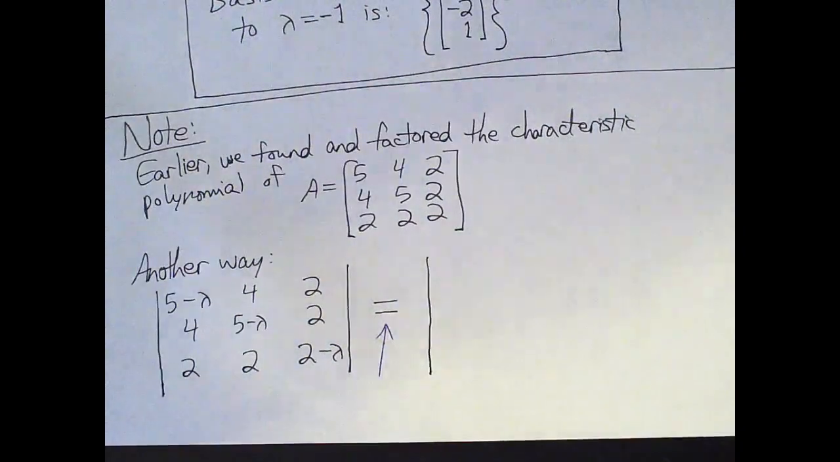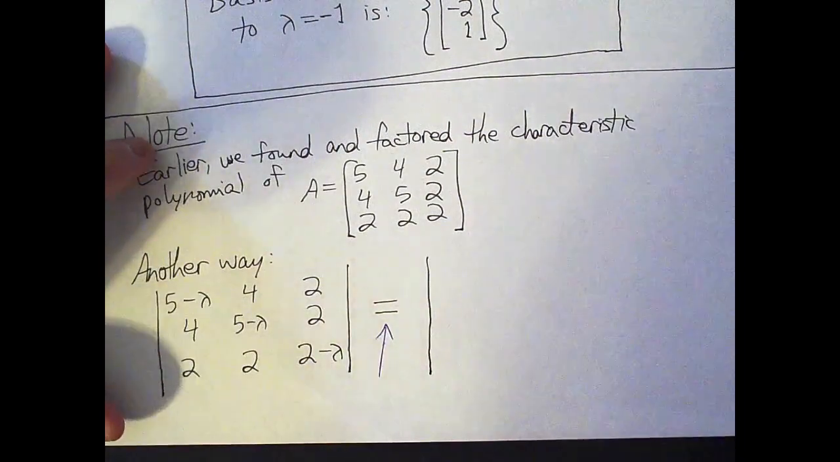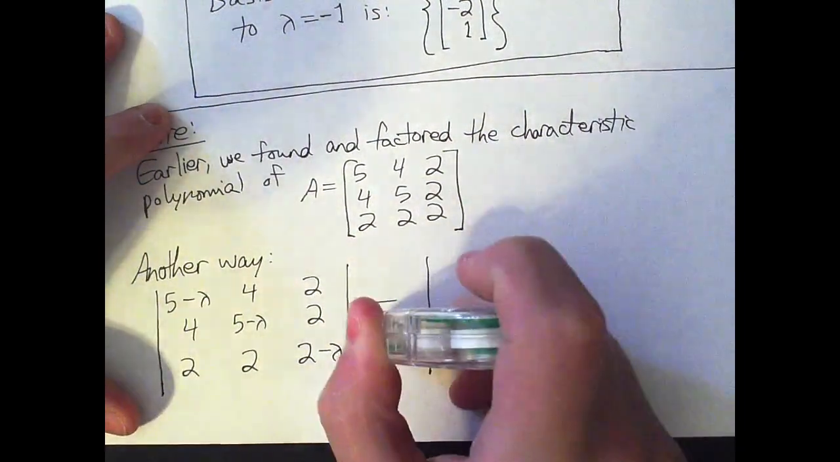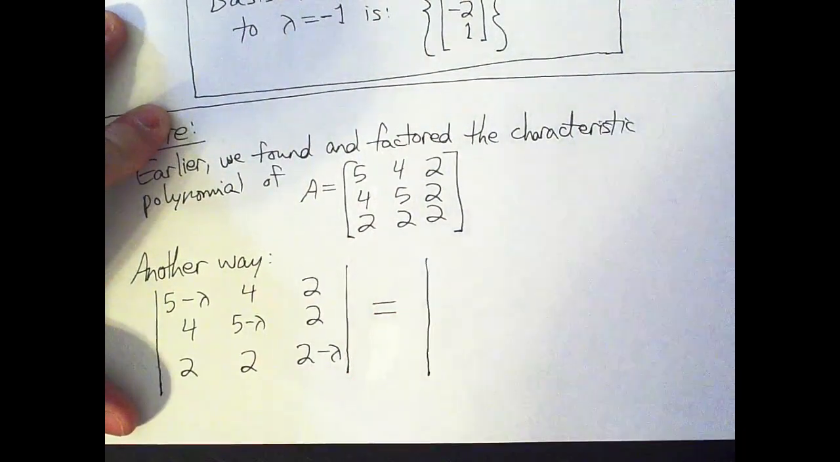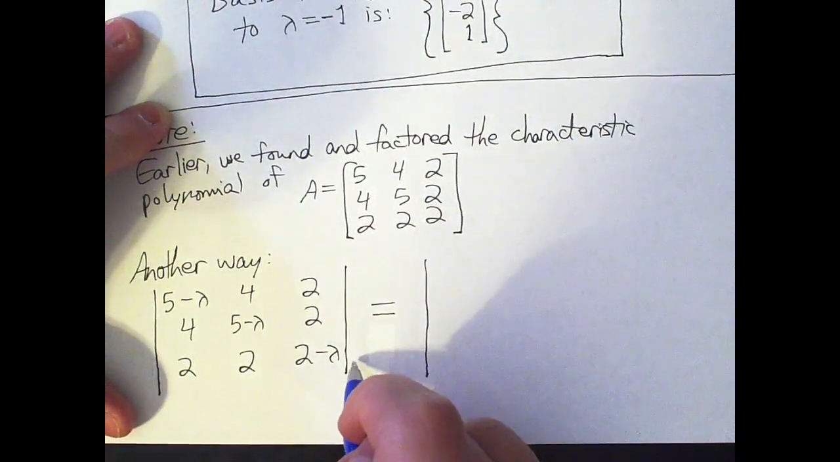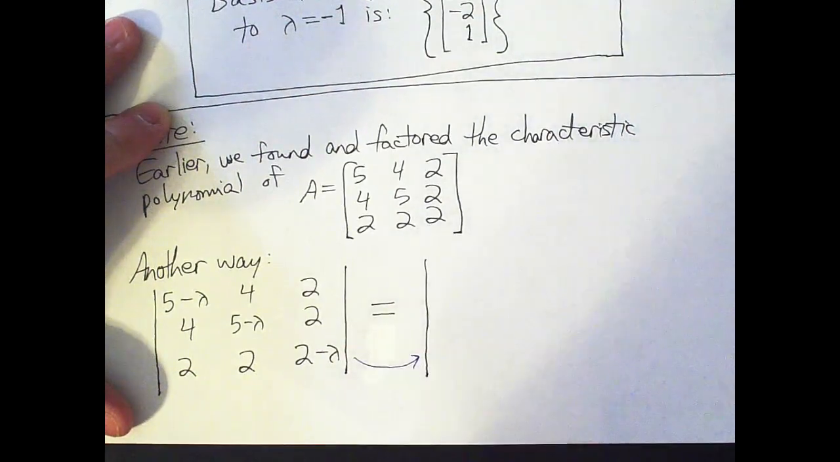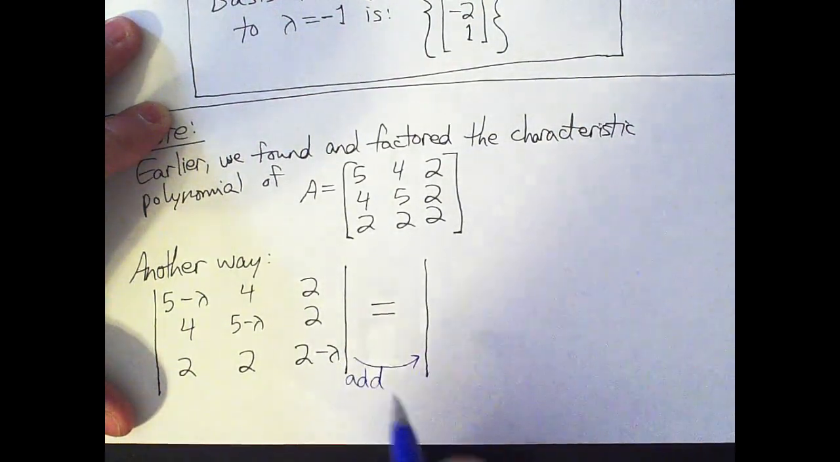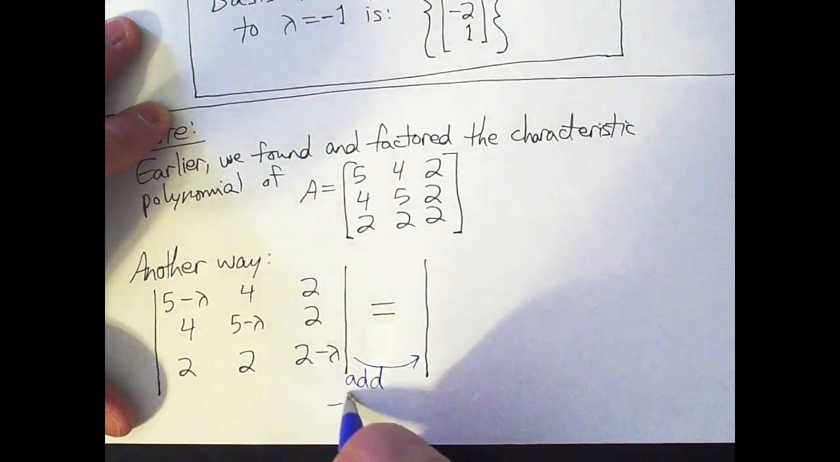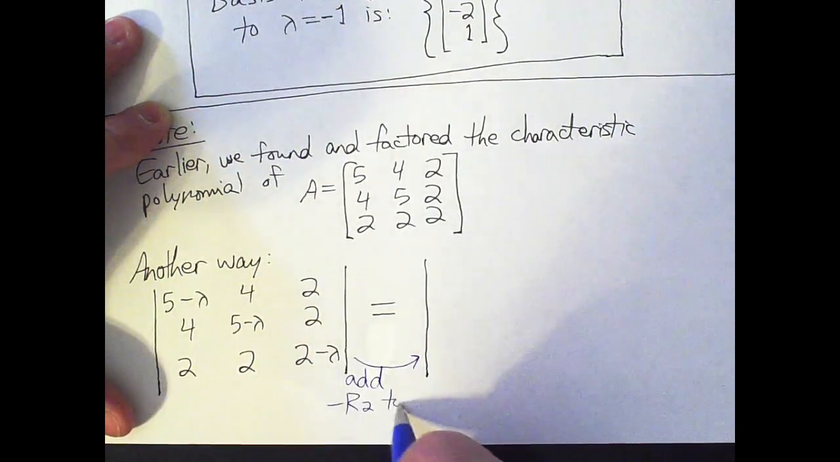You know what? Maybe I shouldn't do an arrow this way. I'm erasing my arrow. It's not super important. I kind of feel like I should do this. All right, what I'm doing is I'm going to add negative row 2 to row 1.